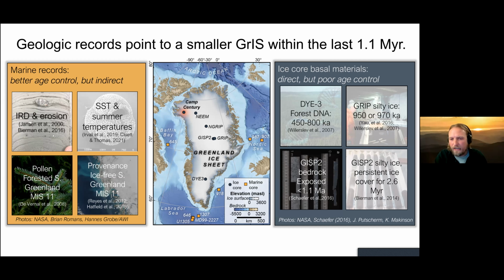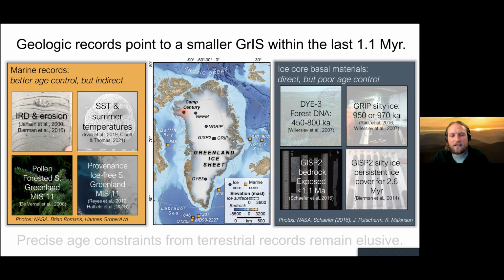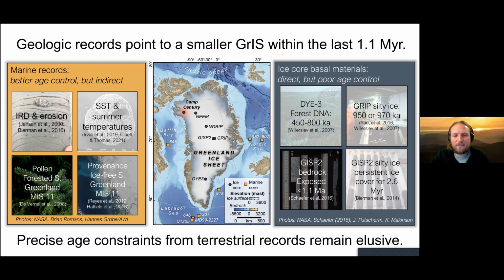Nearby at GISP2, the subglacial bedrock beneath the ice sheet must have been exposed within the last 1.1 million years, at least once and potentially more times. The flip side to that, which I guess exposes how difficult it is to interpret these ice core basal materials, is that the silty ice above that bedrock shows persistent ice cover and non-erosive conditions for most of the last 2.6 million years. So this is all to say that precise age constraints of ice-free events from terrestrial records in the bottoms of the ice cores remain elusive.